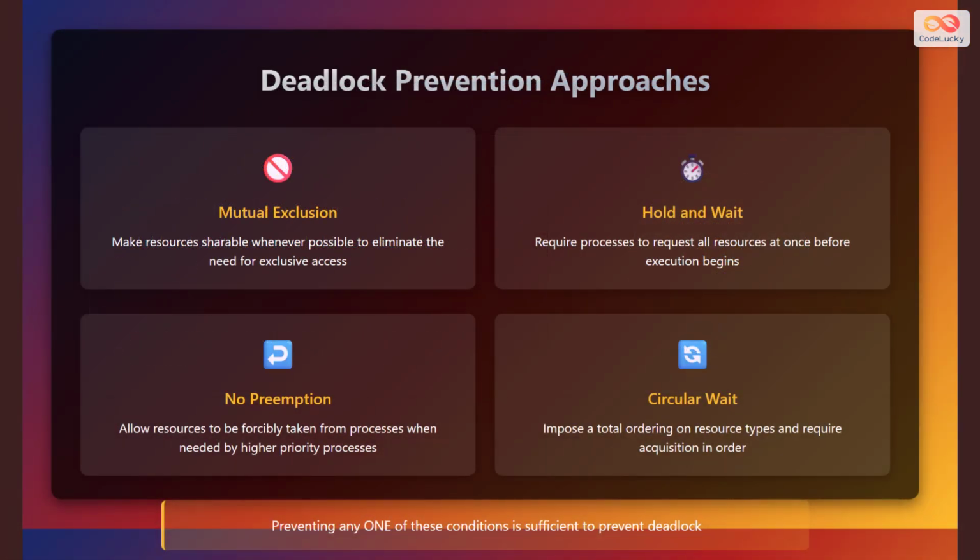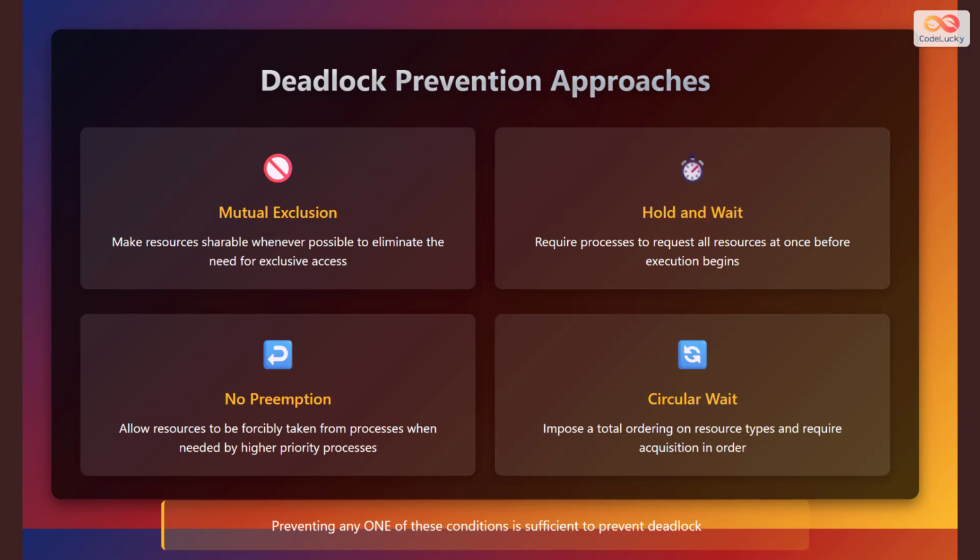To prevent deadlocks, we can target the four necessary conditions and try to negate at least one of them. The first approach is addressing mutual exclusion. The goal here is to make resources shareable whenever possible, thus eliminating the need for exclusive access. The second approach is tackling hold and wait. We can require processes to request all required resources at once before execution begins.